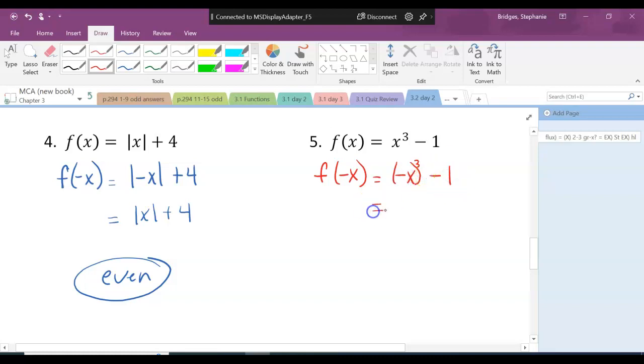If I cube a negative, what is the result? Positive or negative? Negative. So we're comparing the original to the new. What do we think? Even, odd, or neither?